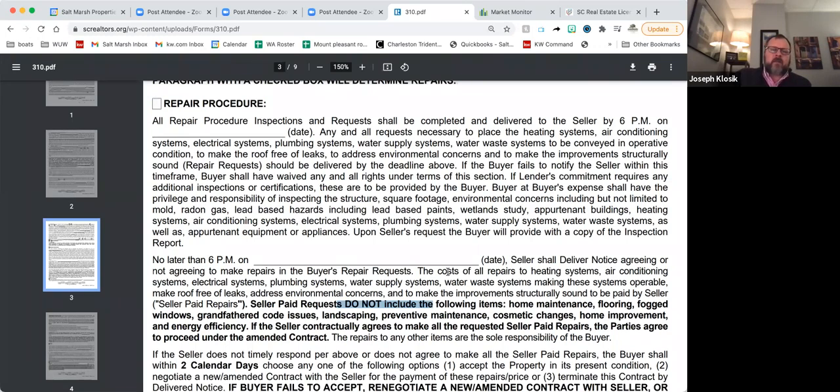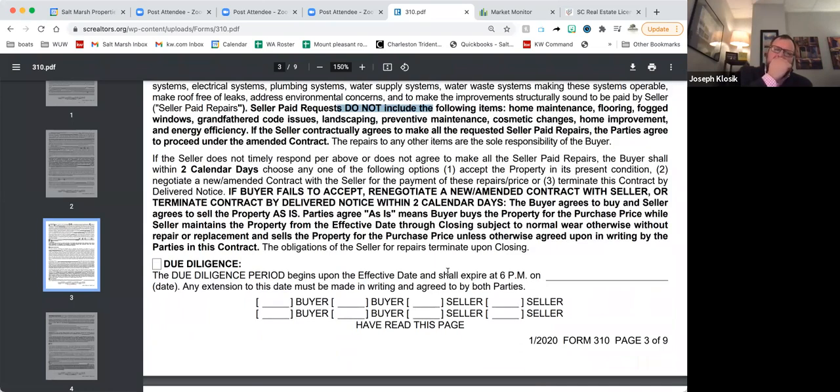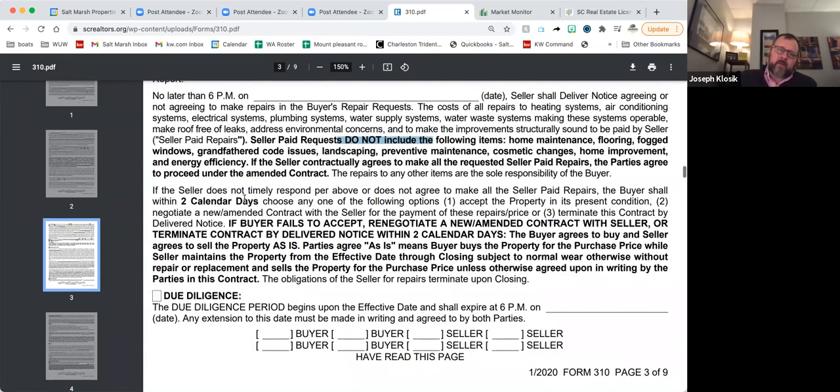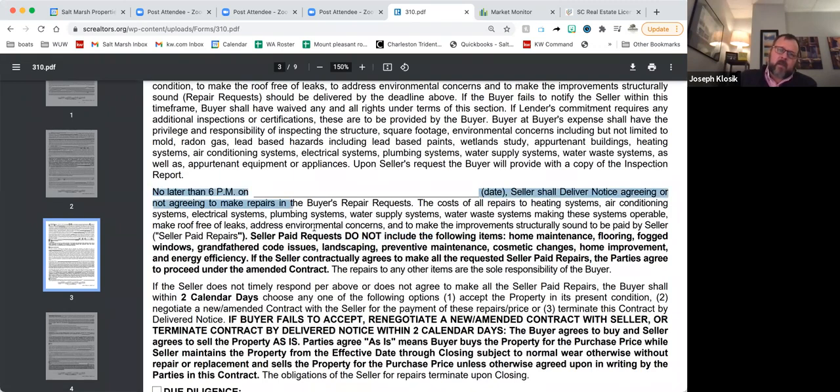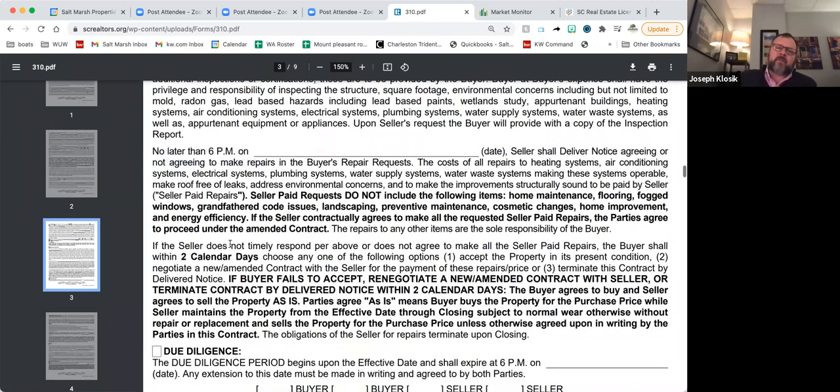Now, here's where it gets a little gray. This last part is what happens if the seller does not timely respond per above. I read this as if the seller does not timely respond per above, meaning per this date. There is an argument in the marketplace now that if the seller does not timely respond per the above, or does not agree to make all the deadline repairs, the buyer shall within 2 calendar days. What the question is: 2 calendar days from when? I say it's this blank right here.